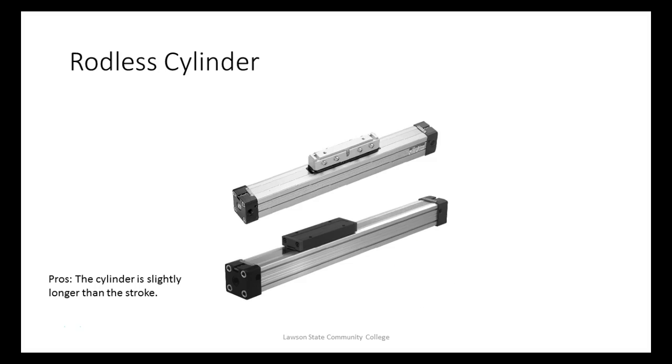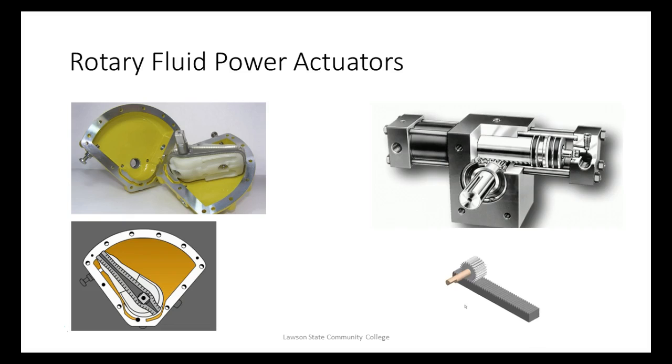These are rodless cylinders. So we have a carriage somehow that clamps onto the piston that's moving, right? And they do it different ways. The cylinders are slightly longer than the stroke. So with your rodded cylinders, you've got to have space for the mouth of what? The cylinder and the rod. You've got to have space for the rod. Rodless cylinders take up a lot less space.